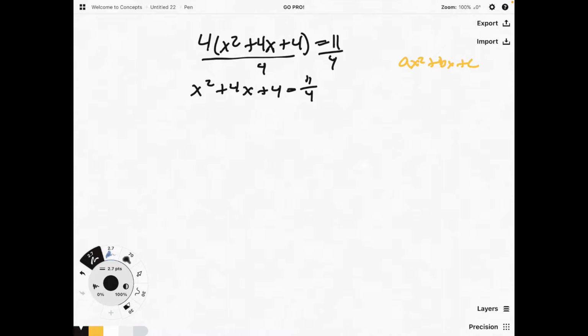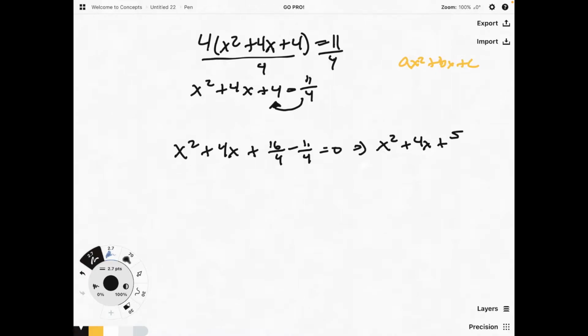And now what we need to do is bring the 11/4 over to the left side so that we can set this equal to 0. If we do that, we will be left with x squared plus 4x plus 4 over 4 is 16 over 4 minus 11 over 4 equals 0. Now we simplify. We have x squared plus 4x plus 5 over 4.